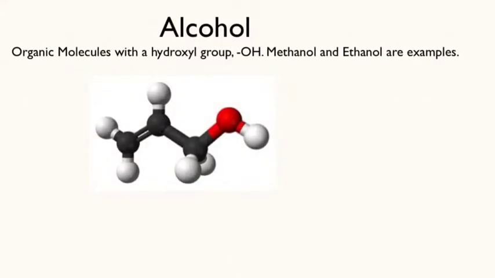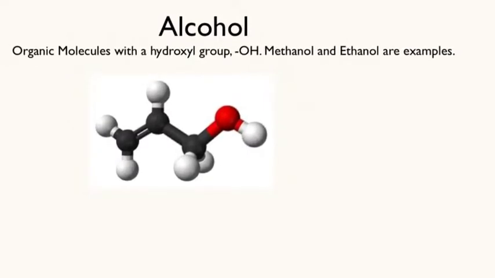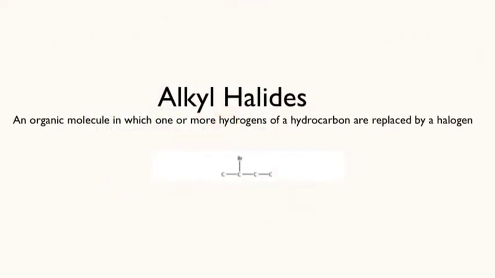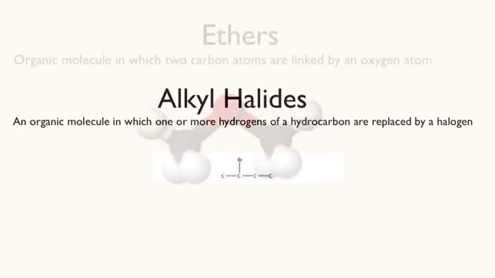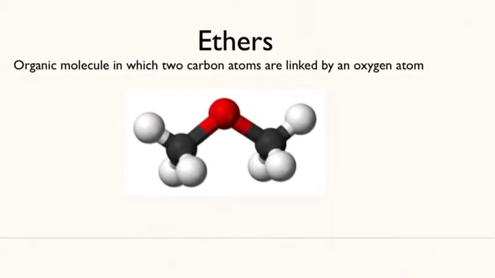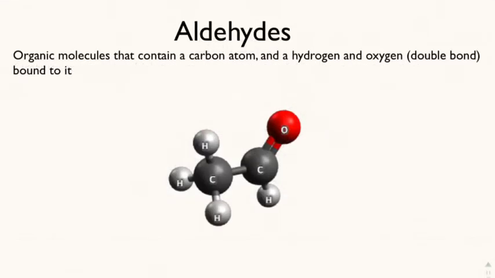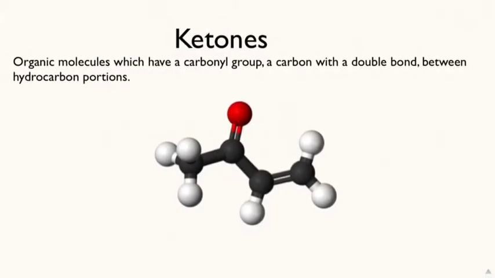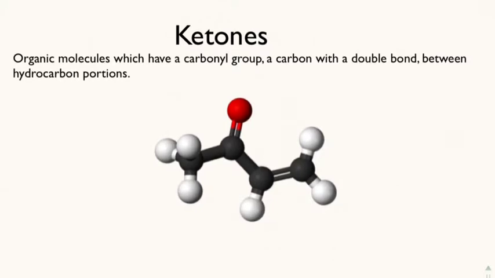Now we have the rest of the supercarbons. Alcohols are organic molecules with a hydroxyl group, or OH. They look like this. Alkyl halides are organic molecules in which one or more hydrogens of a hydrocarbon have been replaced by a halogen. Ethers are organic molecules in which two carbon atoms are linked by an oxygen atom, like here. Aldehydes have a carbon atom with a hydrogen atom and an oxygen atom with a double bond bound to it. Ketones have a carbonyl group, which is a carbon with a double bond between hydrocarbon portions.